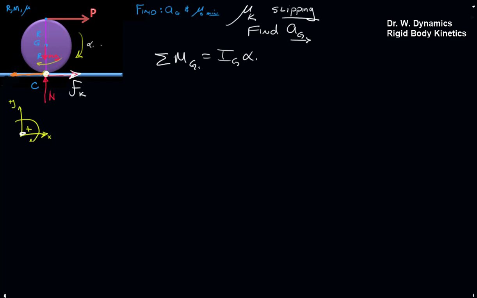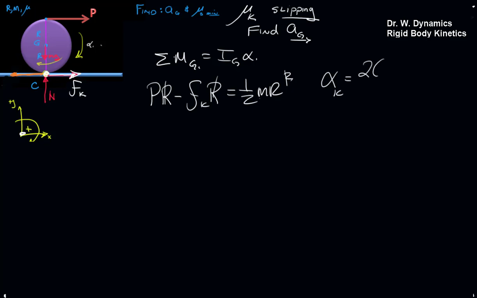So using the positive direction, we have PR minus F sub K R is 1/2 M R squared alpha. And the R's go. And we get an alpha kinetic of 2P minus F k on M R. So there's our alpha while slipping.